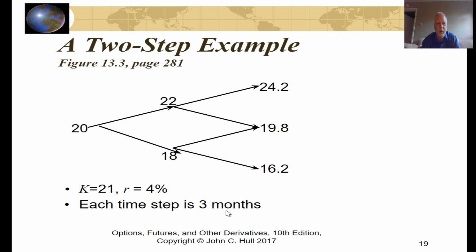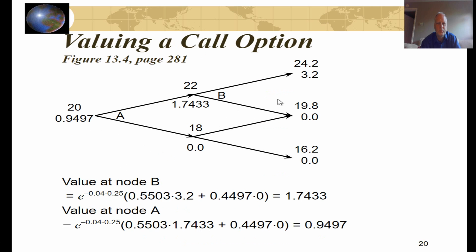Each of these steps is for 3 months, and we again consider a strike price of $21 and a risk-free rate of 4%. So now the option expires after 6 months versus 3 months. The strike is again $21, so the option expires worthless here since it's a call, worthless here since it's a call, and in this case it will be worth 24.2 minus 21, or $3.20, which we can see here.